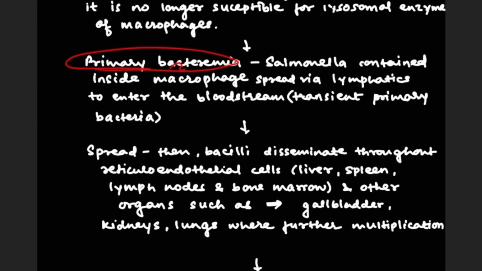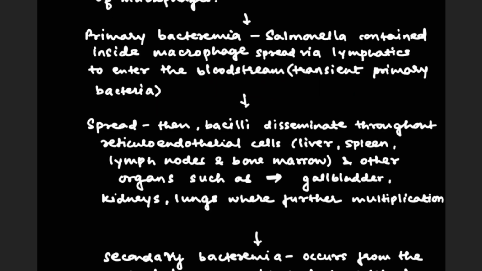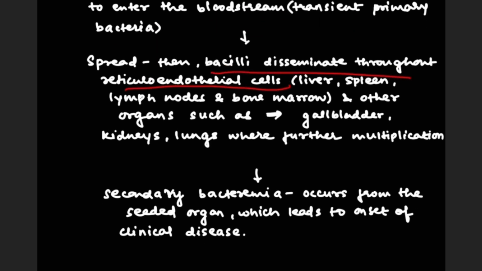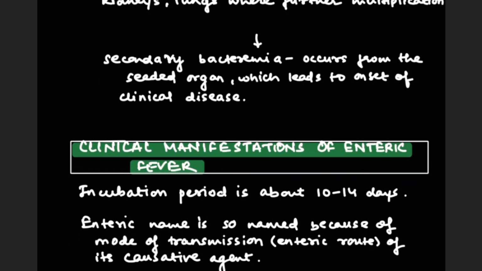Now primary bacteremia. What do you mean by bacteremia? It is the presence of bacteria in the bloodstream. It can spread via lymphatics to enter the bloodstream. This bacteria will disseminate through the reticuloendothelial cells present in the liver, spleen, lymph node, bone marrow, and other organs such as gallbladder, kidney, and lungs, where further multiplication will occur. Then secondary bacteremia will be the cause of the onset of the clinical disease. So this was all about how the bacteria will cause infection.